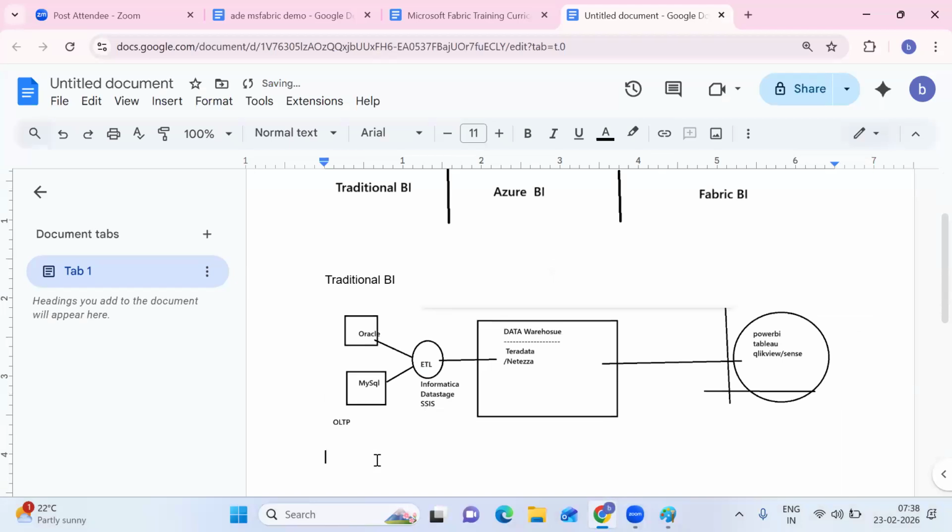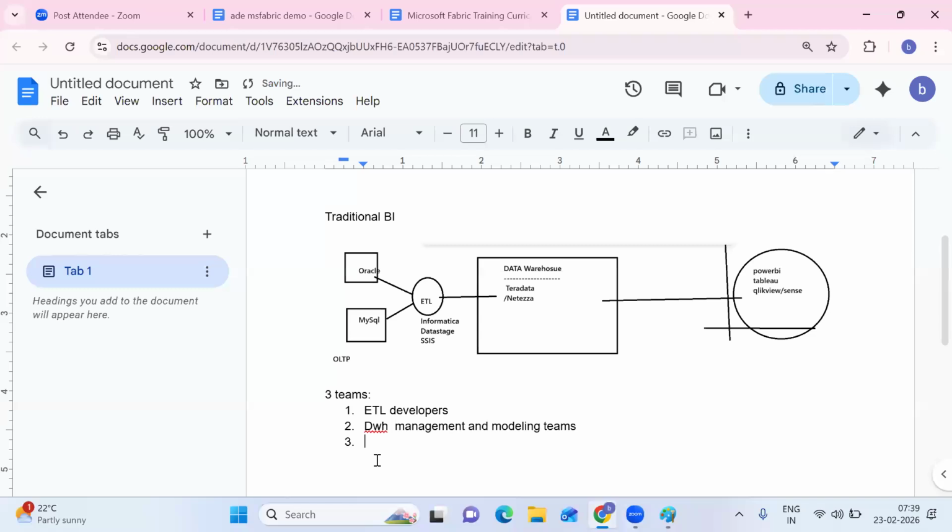So here three teams are involved. In this picture, three teams you can see. One is ETL, simply ETL developers. Second is DWH management and modeling. And finally, the data analysts, visualization, you can say. So these are the three teams in the above process.